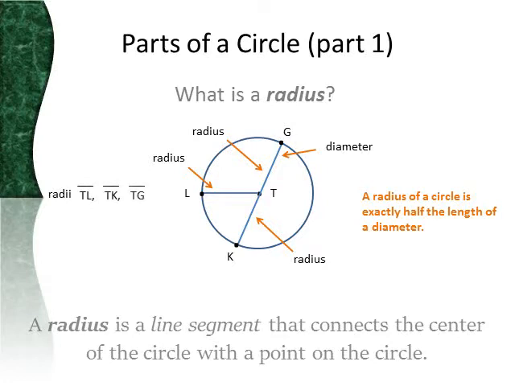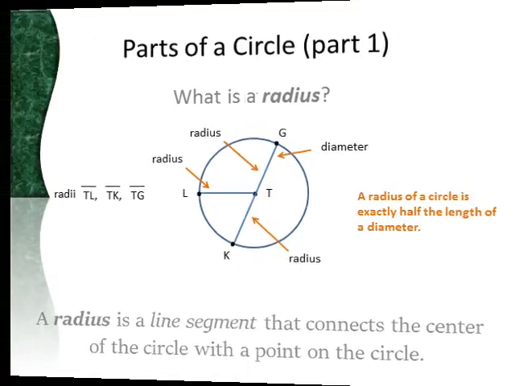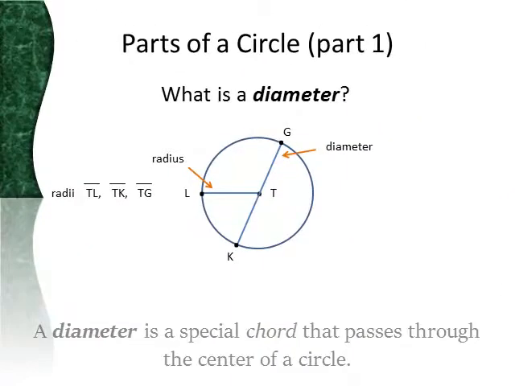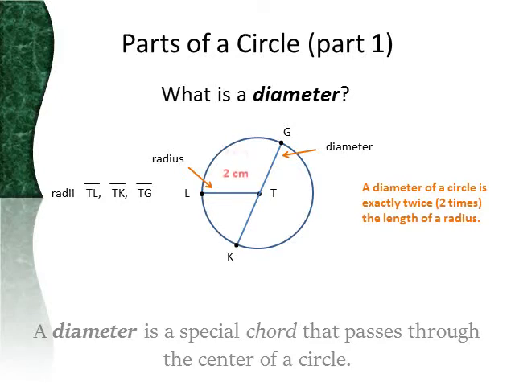This means that a diameter is made up of two radii which are connected end to end and are, of course, straight. How cool! If a radius of a circle is exactly half the length of a diameter, then obviously a diameter of a circle is exactly twice or two times the length of a radius. Let's suppose that radius TL is 2 centimeters in length.